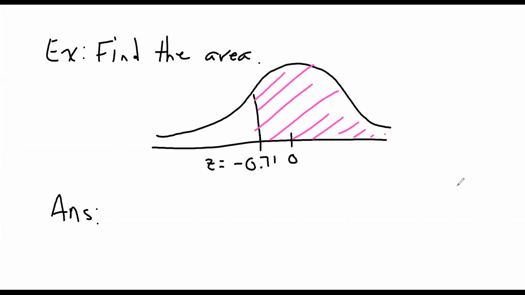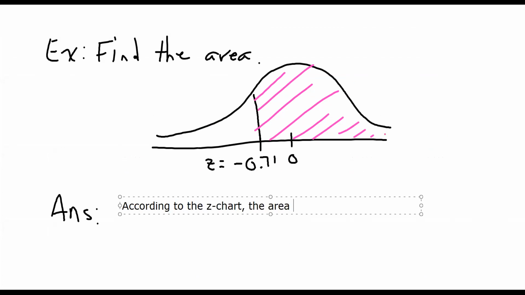Well, let's start by looking at the left area. I'll type this because I can type it faster and cleaner than writing it. According to the z-chart, the area to the left of z equals negative 0.71 is, well, we didn't actually look it up, so let's go look it up. Negative 0.71 is the z-score we're looking for.